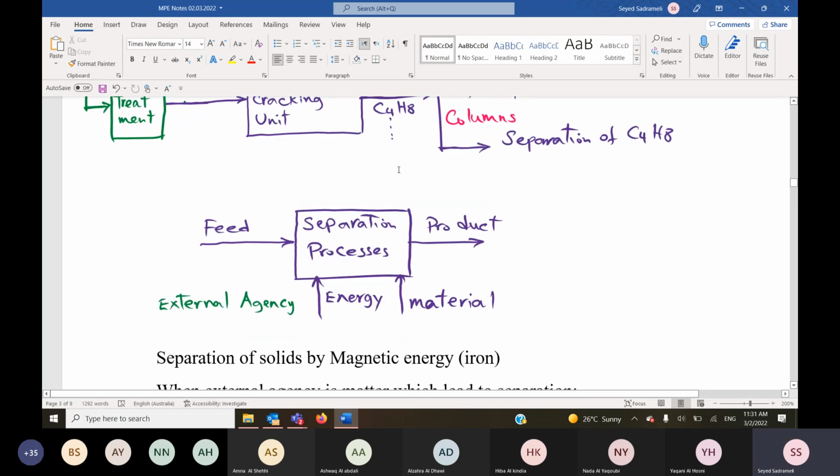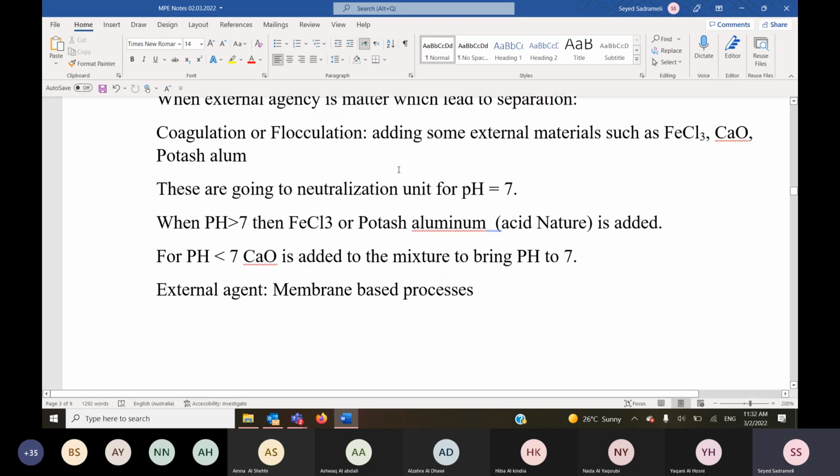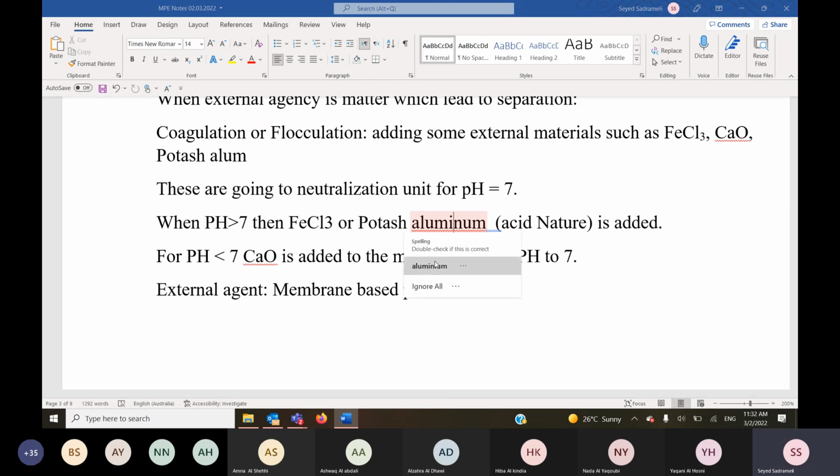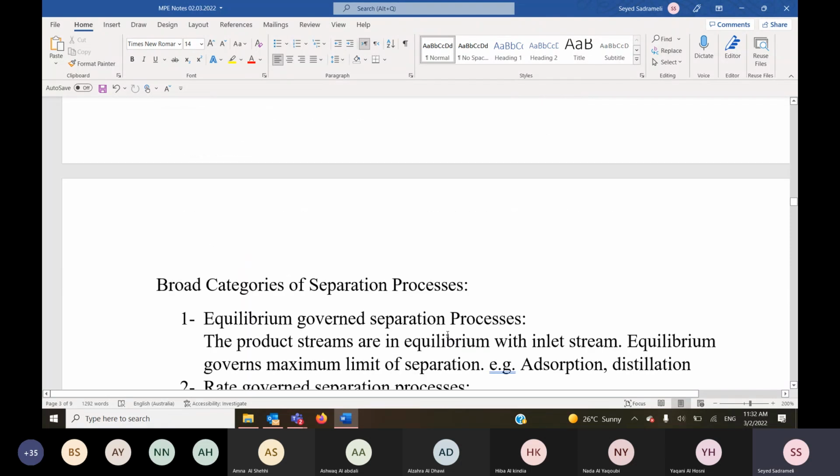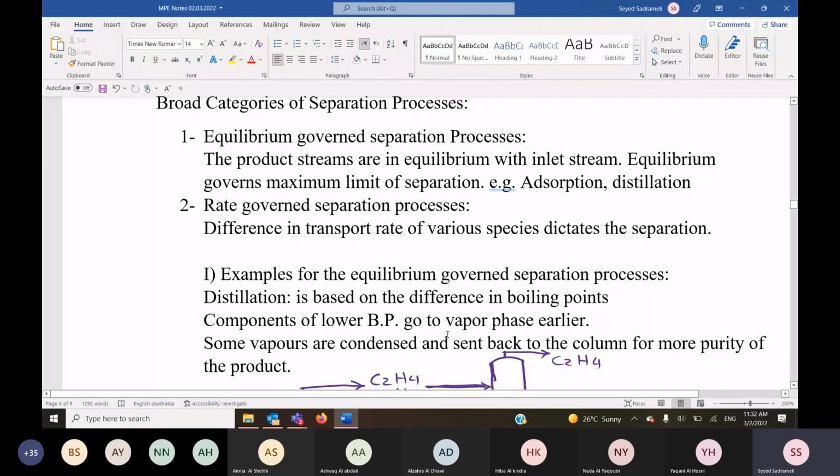So as a separation process, we need an external agency like heat, energy, or material. For some of the separation processes, we also need to add material to the solution to change the pH of the system. Then, by using those materials as solid materials, we can separate each component from the mixture.